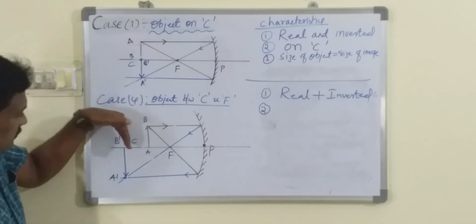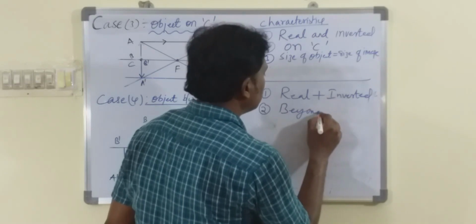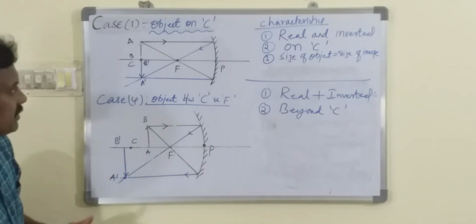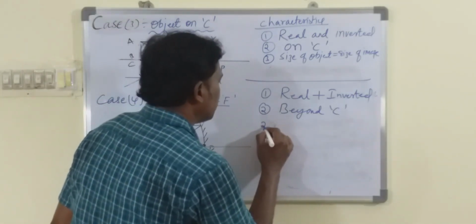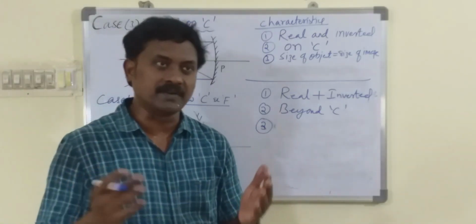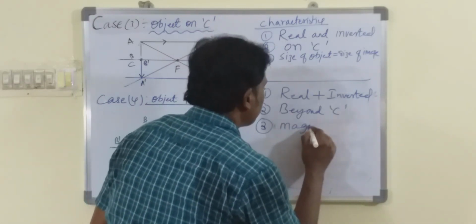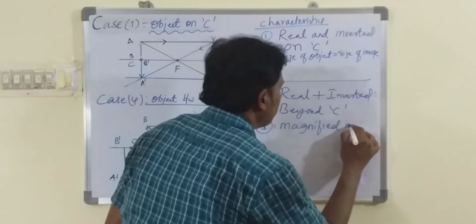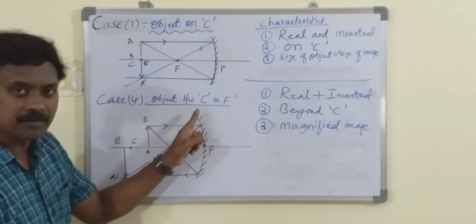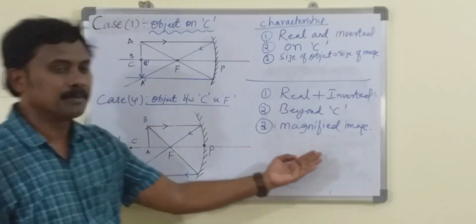And what is the position? After C. So we say it's beyond C. And is it diminished or is it magnified? It's magnified. If the size of the image is more than the size of the object, we say it's a magnified image. So let me write: magnified image. Okay, so when the object is between C and F, the image is real and inverted, beyond C, and it's a magnified image.